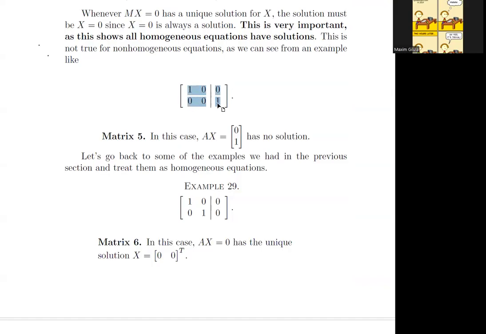For example, this one has no solution because we have 0 equals 1 at the bottom. And it's not homogeneous because we have a 0, 1 on the right side instead of 0, 0. If it was 0, 0, we would have a solution. In fact, we'd have infinitely many solutions. x equals 0, and then y can be anything at all.